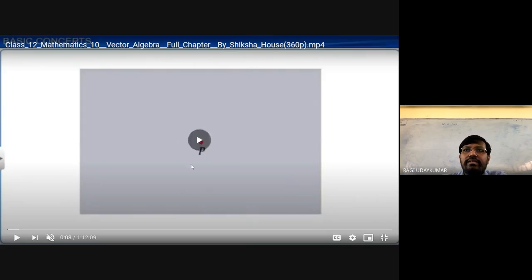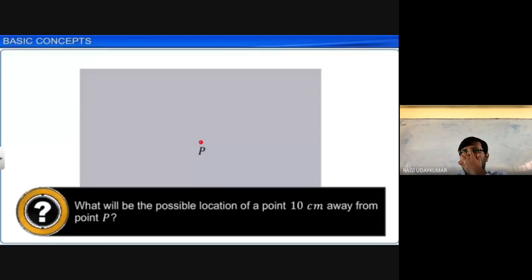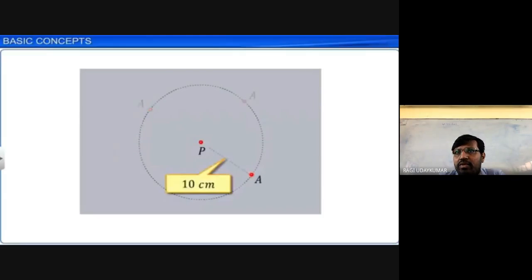So if you take a point P here like this, what is a possible location of a point which is 10 centimeters away from this point P, present on the circular region? On a circular region, it is at 10 centimeters distance. A point A is moving from one place to another, 10 centimeters distance from point P. Wherever the point you are taking, the distance is 10 centimeters. So it is fixed. It is not changing.